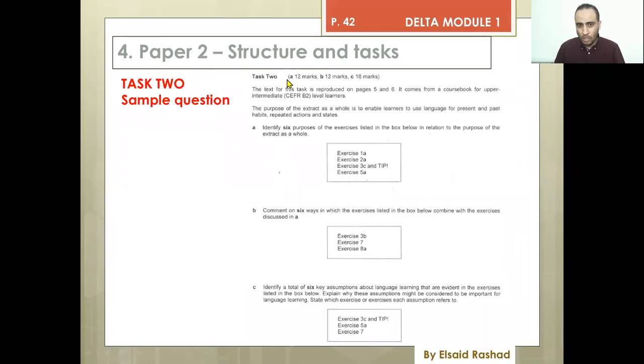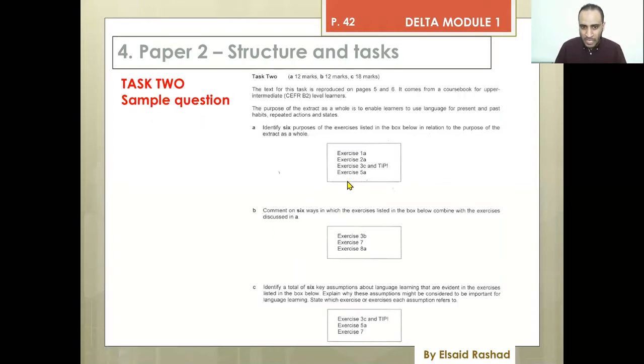Paper 2, task 2, A, B, C. A, you need to provide 6 purposes, 6 aims of the following exercises: 1A, 2A, 3C, and TIP. Exercise 5A as well. So you can provide 2, 1, 1, 2, or 1, 2, 1, 2, okay? The most important thing is to provide 6 purposes for these exercises.